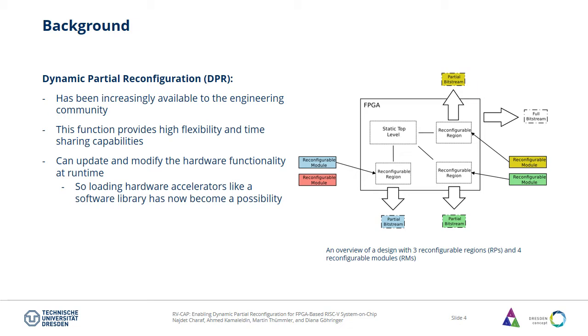On the right side, we can see a design with 3 reconfigurable regions and 4 reconfigurable modules. So if you want to change the behavior or the functionality of this reconfigurable region from blue to red, you only need to load the partial bitstream from red into this region, and you're doing this without interrupting the functionality of the rest of the design. And commonly, the reconfiguration process is controlled by a processor, like I mentioned, either soft core or hardcore.